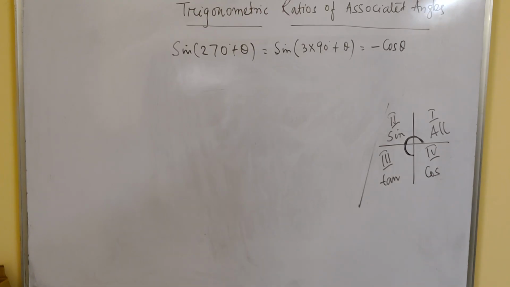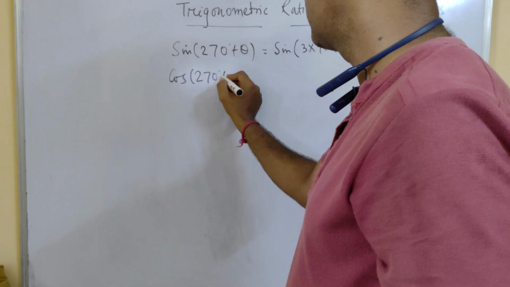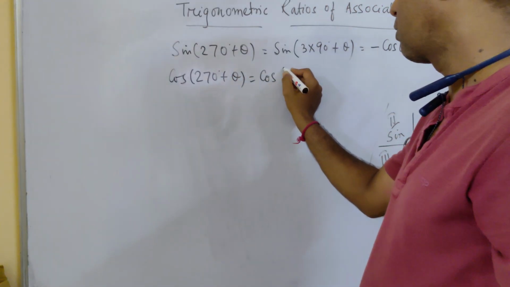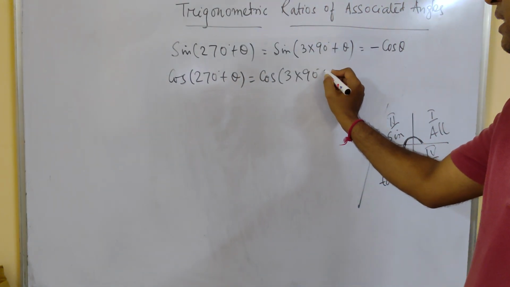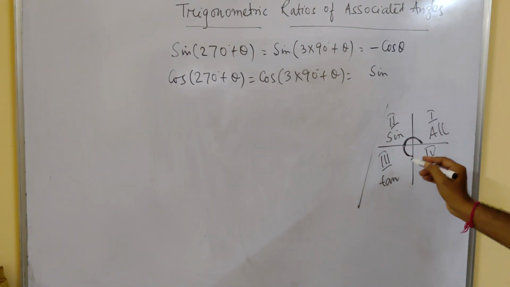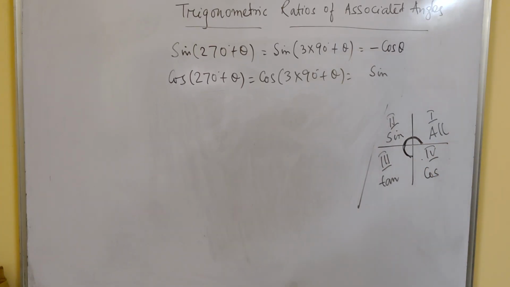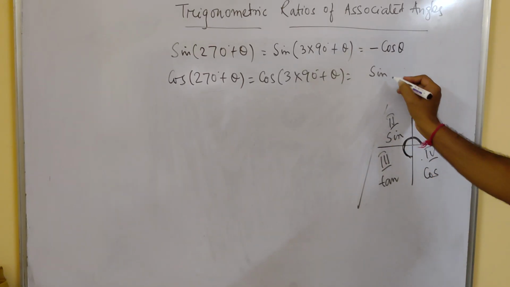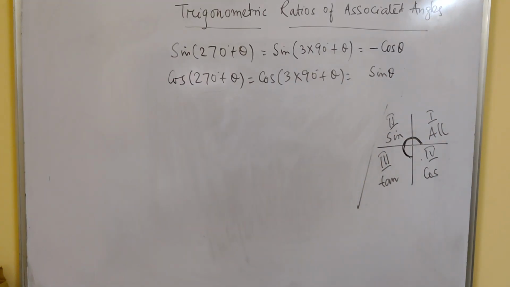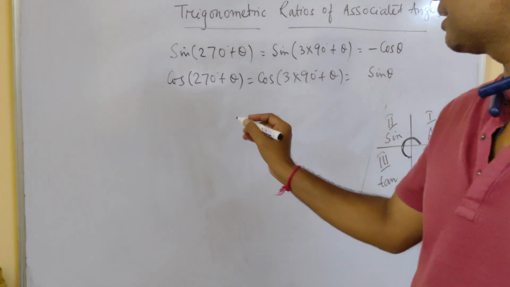Fine. Similarly, cos of 270 degree plus theta, that is cos of 3 into 90 degree plus theta. So it is an odd number, so it becomes sine, and it lies in the fourth quadrant, where cos is positive, so cos of 270 plus theta is equal to sine theta.